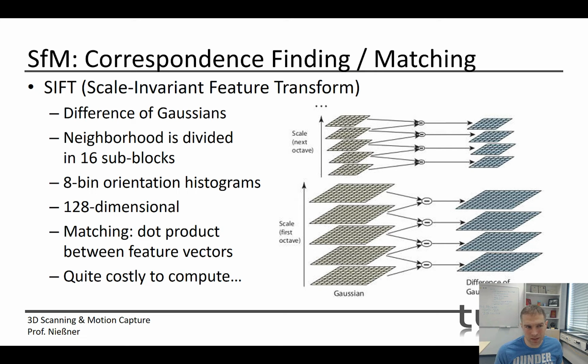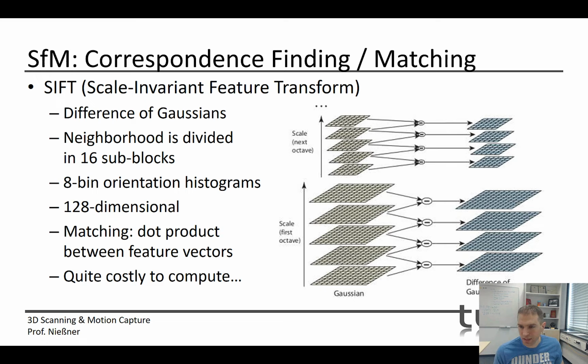And then what they're doing is, instead of matching color values, they're taking differences of Gaussians. So for one octave, for one of these scale levels, they're taking a difference of Gaussians. To this end, they're dividing the neighborhoods into 16 subblocks. And for each of these subblocks, they're computing 8-bin orientation histograms.